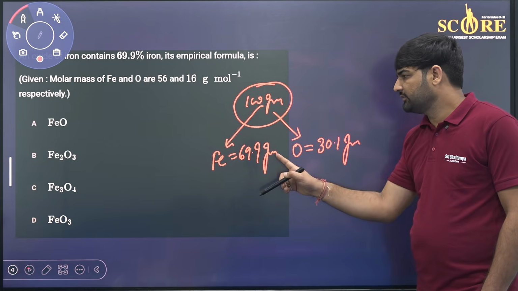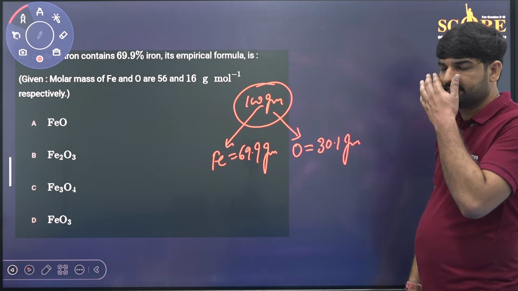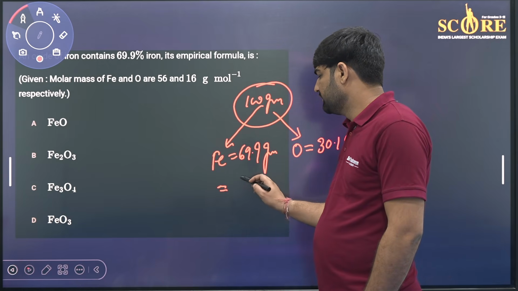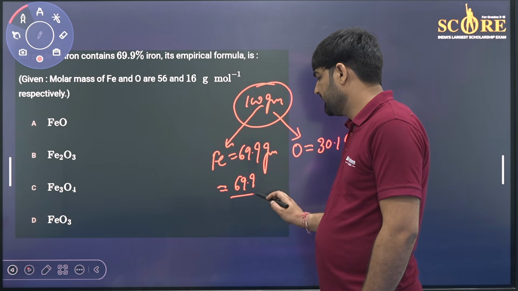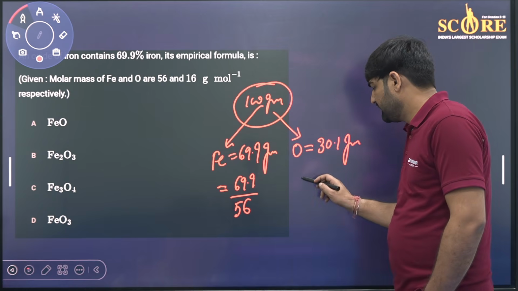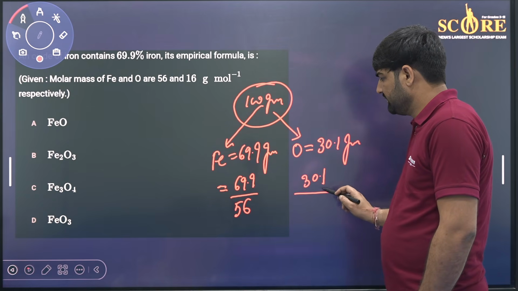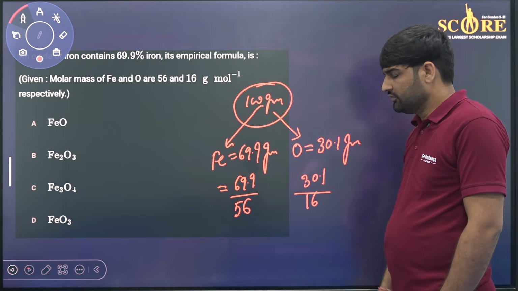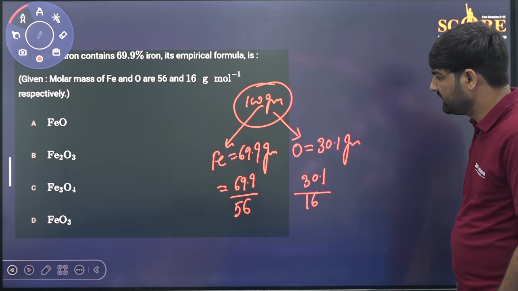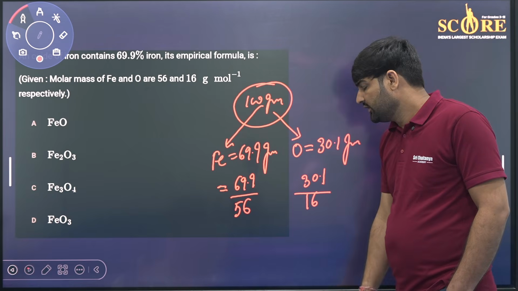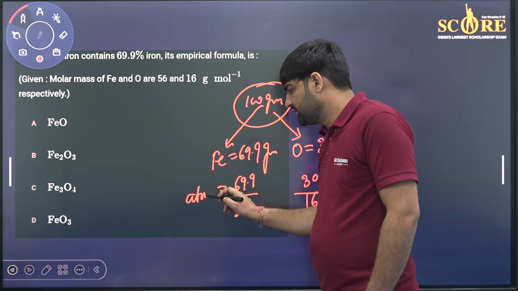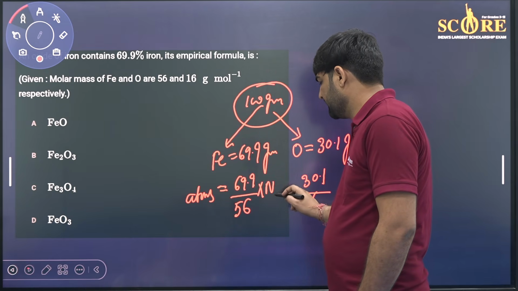Sum of these two masses will be 100. Now we have to calculate the number of moles. 69.9 divided by iron's molar mass of 56, and 30.1 divided by 16. So these are the number of moles of iron and oxygen in this sample. Now you have to calculate the number of atoms. For the number of atoms, you have to multiply by Na.